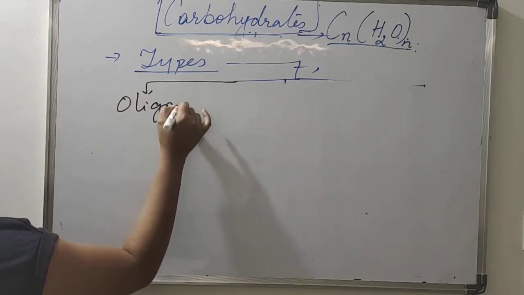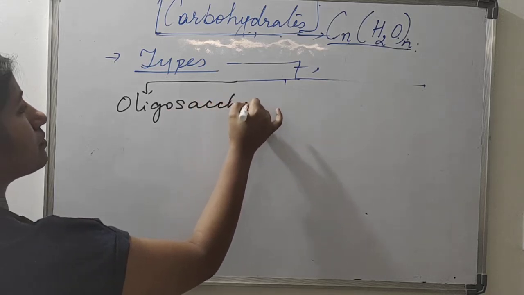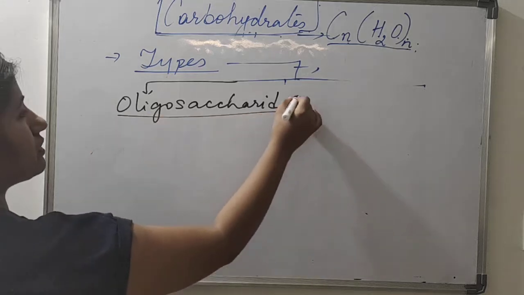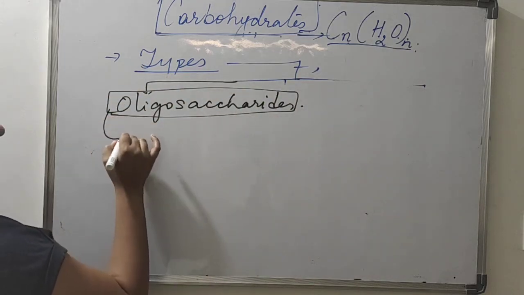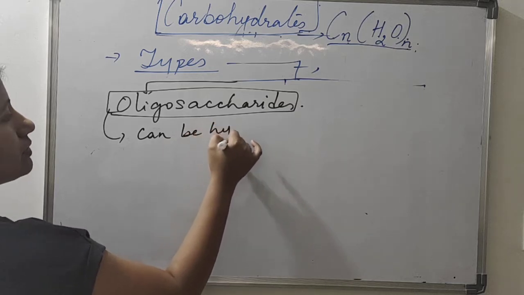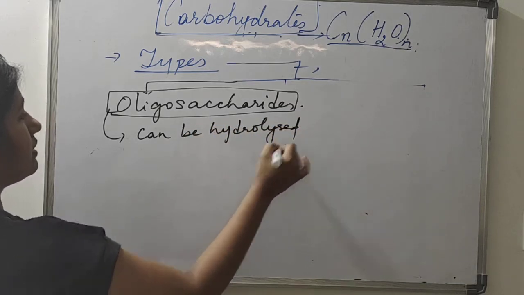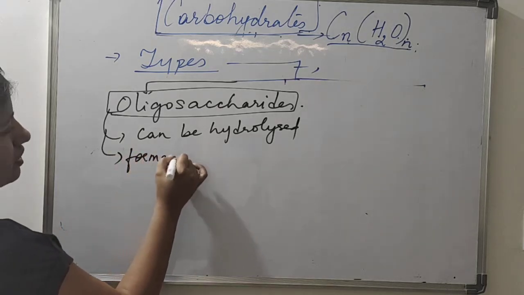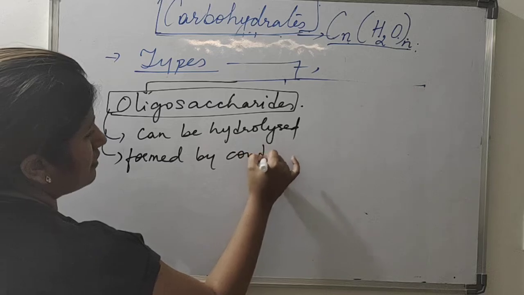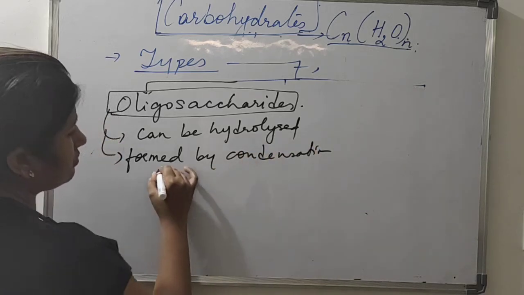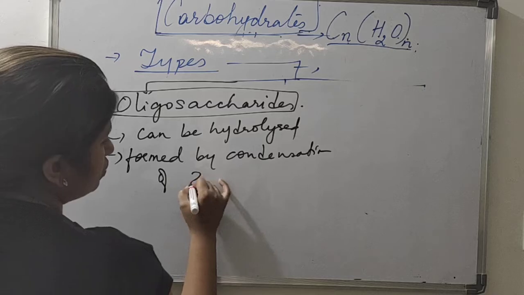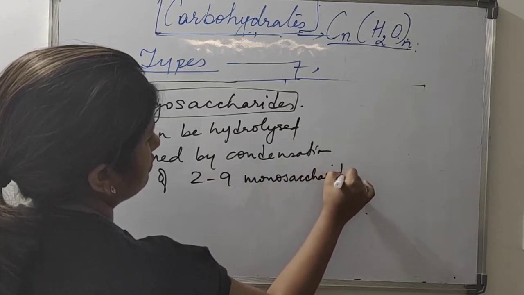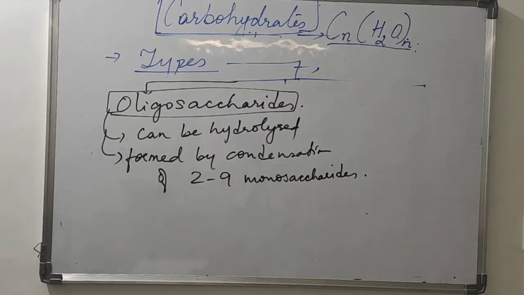oligosaccharides. Oligosaccharides can be broken down further because they are a complex structure. They are not a basic structure. They can be hydrolyzed, and they are formed by the condensation of 2 to 9 monosaccharides. Okay, 2 to 9 monosaccharides.